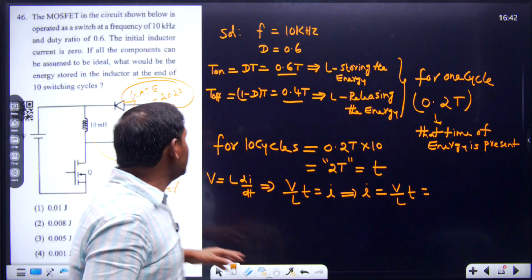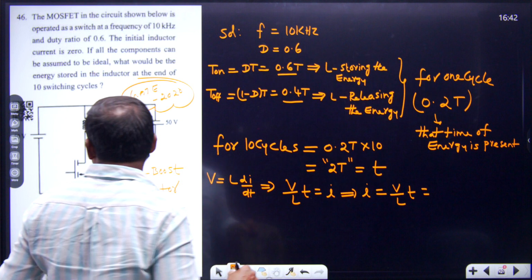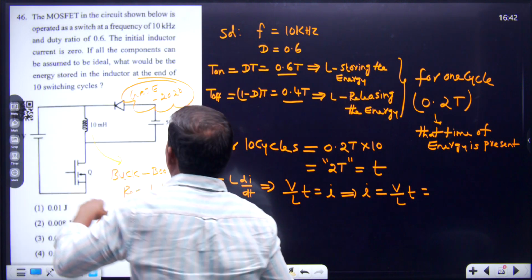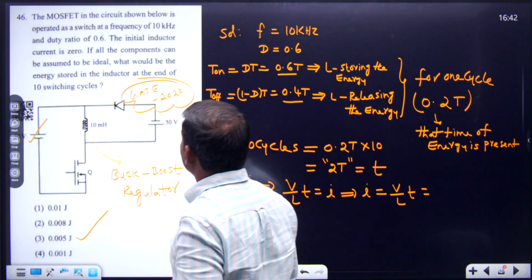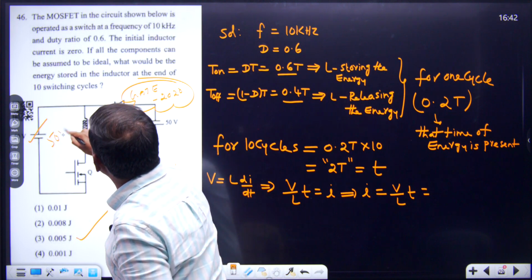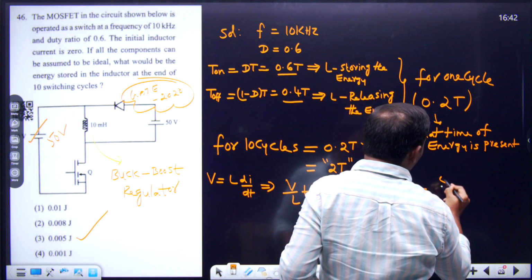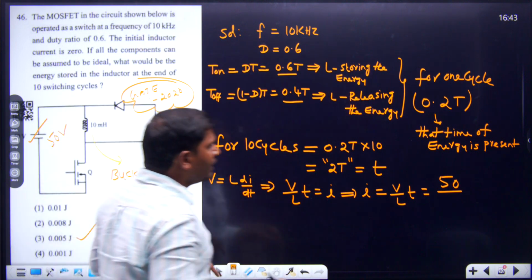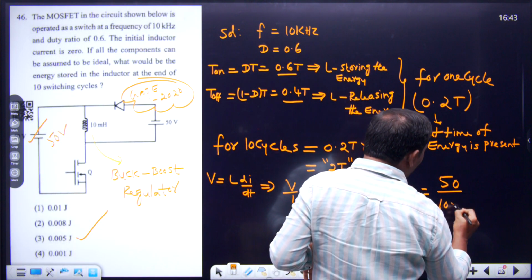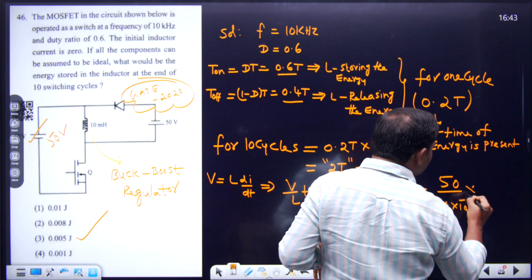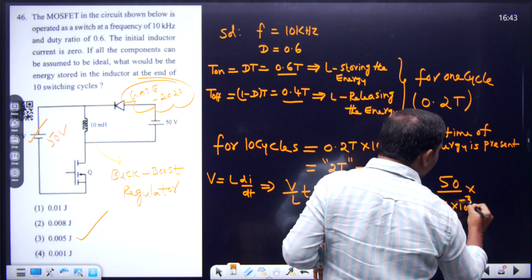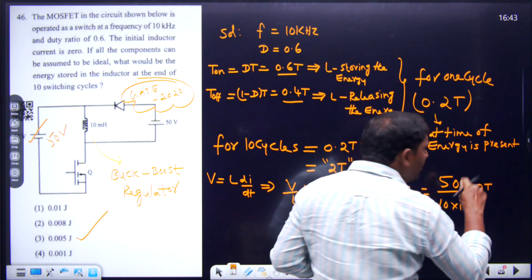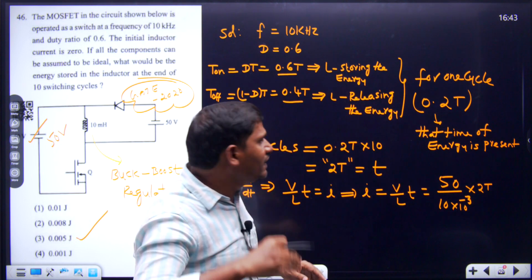How much voltage is given? The voltage is how much, students? That you have to concentrate, it is 50 volts. Okay, 50 volts is given. Inductance is how much it is given? The inductance is 10 millihenry, that is 10 into 10 power minus 3. What is T? T is the 2T time, because during this time whatever the energy stored, that energy is present in the inductor.